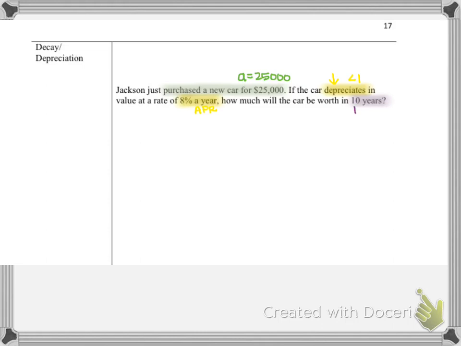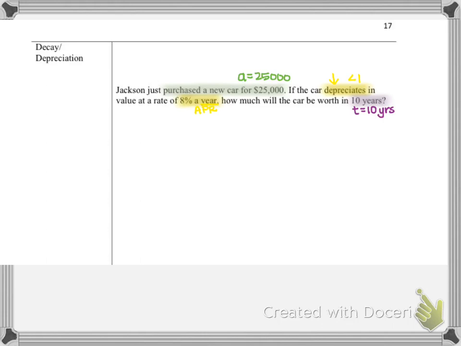Now what's nice about this is that the time frame in years already matches the depreciation rate, which is also in years. So that's nice. So I don't have to worry about changing the percent itself, kind of like we did previously, like monthly or quarterly. All right, so let's go ahead and figure out this rate.